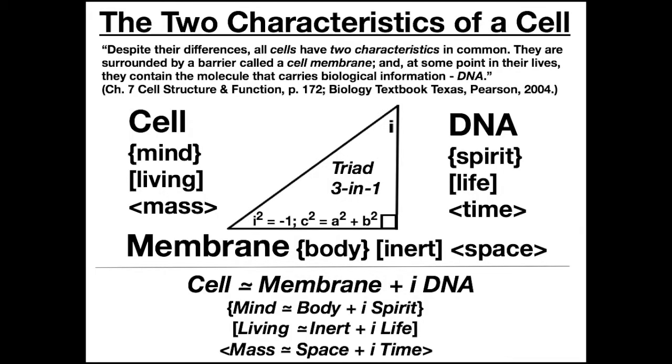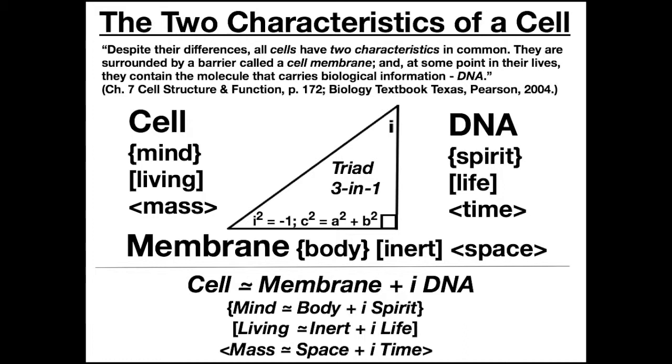The two characteristics of a cell. Despite, and I quote from the text, "despite their differences, all cells have two characteristics in common. They are surrounded by a barrier called a cell membrane, and at some point in their lives, they contain the molecule that carries biological information, the DNA." We represent, by way of our triad, the two characteristics of a cell.